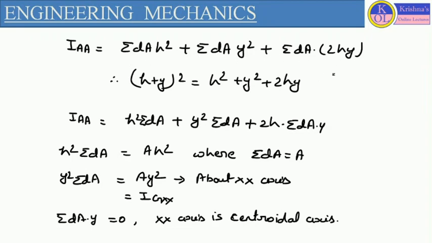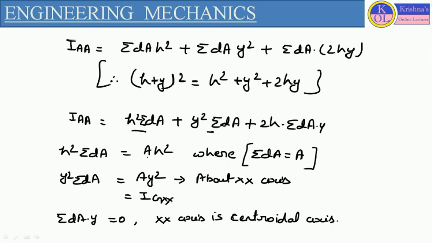Here is the expansion of (h plus y) squared. If we simplify this term again, it will be h squared summation of dA plus y squared summation of dA plus 2h into summation of dA into y. Now here, we are considering summation of dA as the complete area A. So in place of this summation of dA, we can write A. So this term would be A h squared.